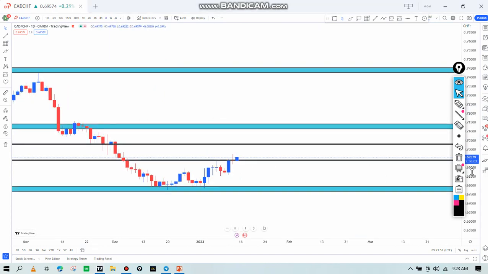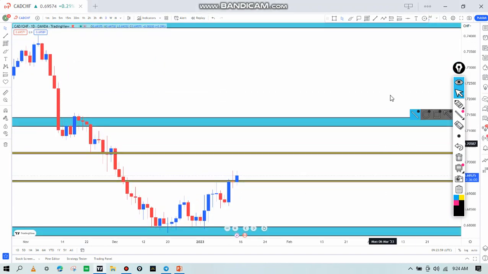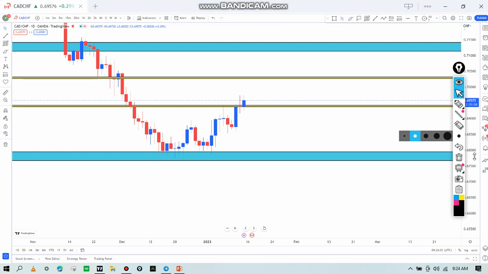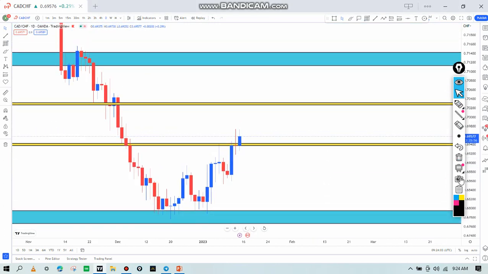Alright, so this is the daily time frame on CADCHF. Let's put meaning into this time frame very quickly. Alright, so what are we seeing here on the daily time frame? We have our daily upper zone and then our daily lower zone as well. And if you look closely, you can see that price has been able to make a push to the upside, breaking above the daily lower zone.